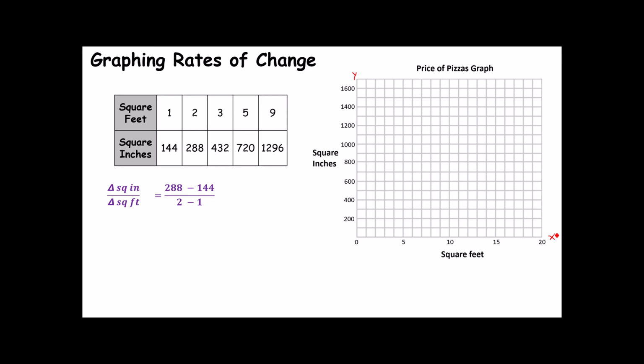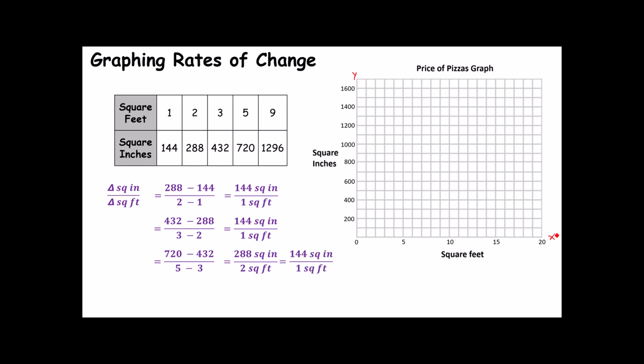I do my ending point minus my starting point. 144 square inches per square foot, 144 square inches per square foot. Notice here I got 288 square inches per 2 square feet. That does simplify to 144. And my last pair gives me 576 square inches in 4 square feet, which also simplifies to 144 square inches per square foot. When I graph those, my first point is 1, 144, then 2, 288, 3, 432, 4, 576. Notice that those do indeed form a straight line.